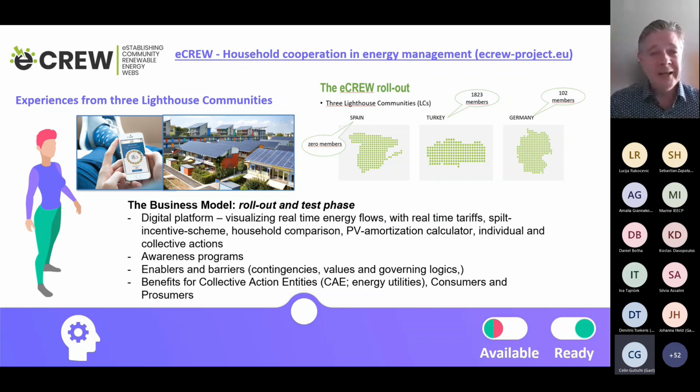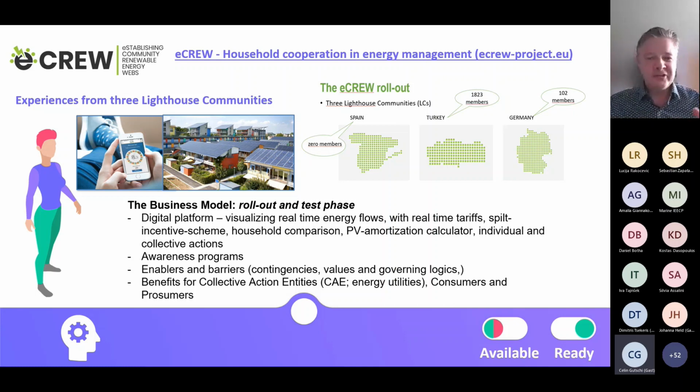So we have 3 lighthouse communities, one in Spain, one in Turkey, and one in Germany. And obviously those 3 lighthouse communities all have a different situation. Spain and Turkey, they have a lot of sun. The prosumers that are engaged in our business model, in our crews, have much more energy to provide due to the sun. Whereas in Germany, we do have still very cloudy skies, so to speak, and much less sun. So here is a difference that we need to evaluate.